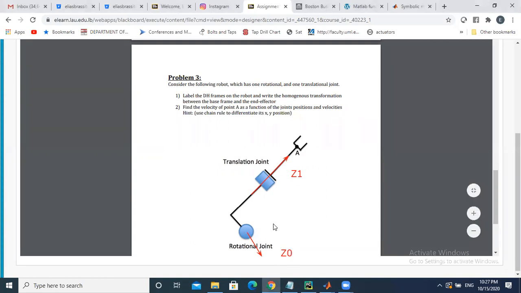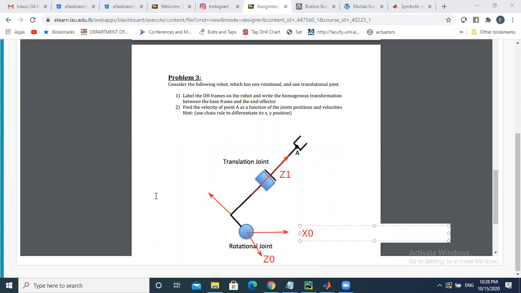Let's move that a little bit. So this is my Z0, this is my Z1. Now the second thing is you have to put the x's. So I want to put my x0 like this. This is my x0. What is my x1? x1 has to be perpendicular to z1. It also has to cross z0, right? So my x1 has to be like that. This is my x0, and this is my x1. Let's move this a bit.